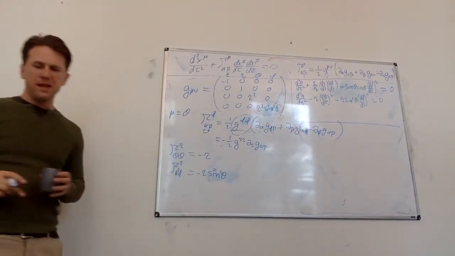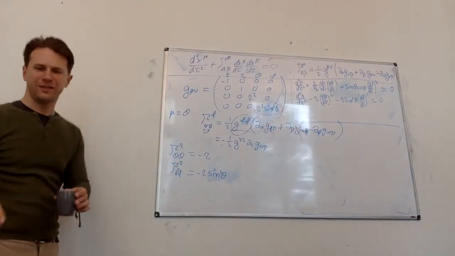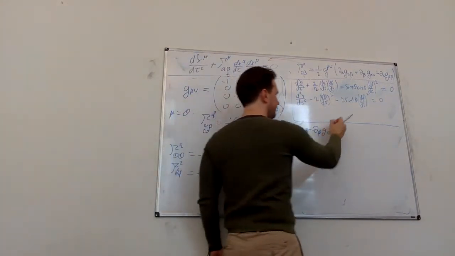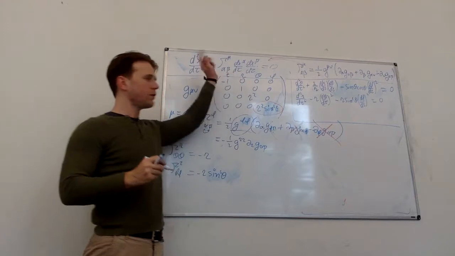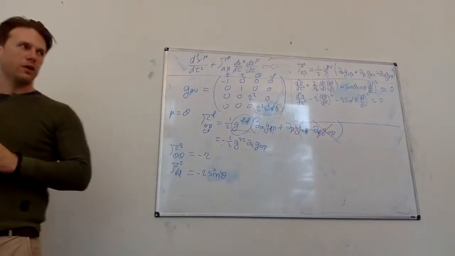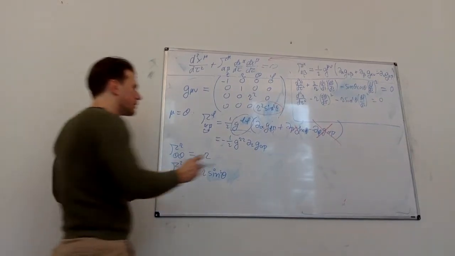I see one term immediately always being 0. The last one, because there's nothing that depends on phi. Yes. None of the terms will depend on phi, so the derivative with respect to phi will always be 0. Good. Anything else?